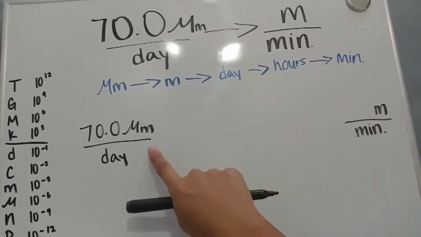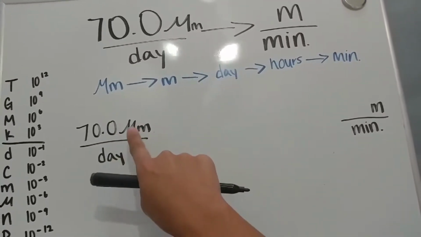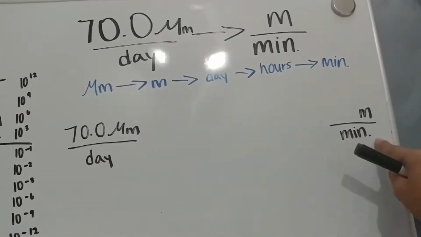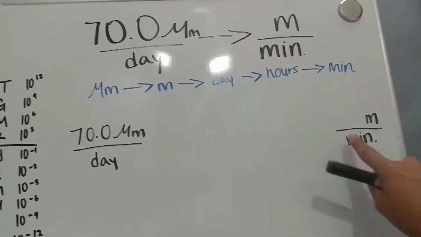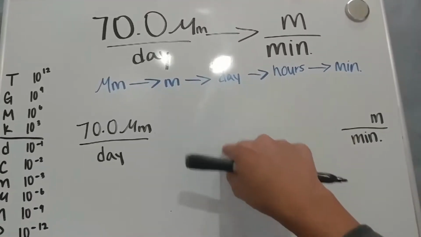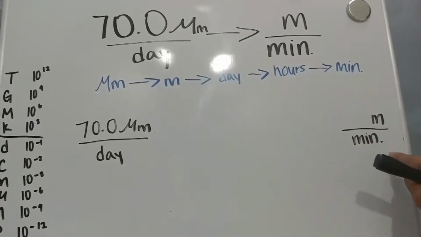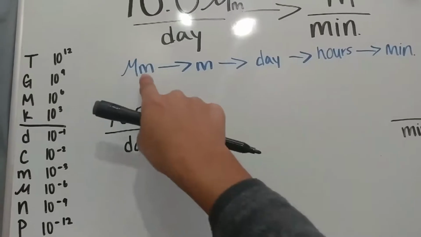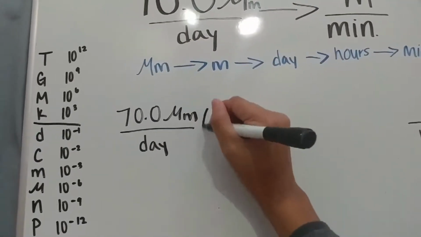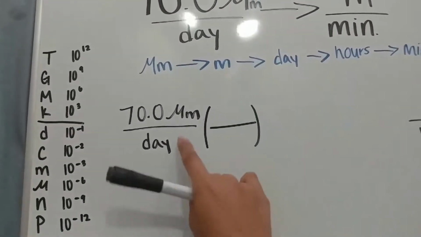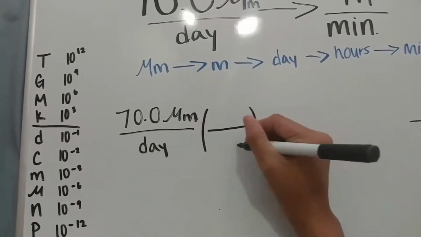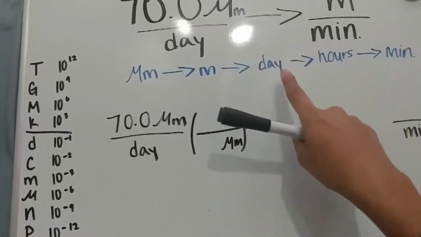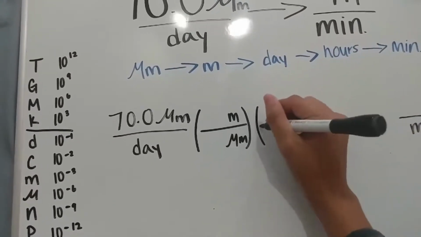Okay, so we're going to start with our initial unit, which is 70.0 micrometers per day, and you always write the units that you want at the end to make sure that as you're crossing out units, you end up with meters per minute. So we are first going to do the conversion factors from micrometers to meters. Since we have to cancel out micrometers, micrometers would go to the bottom and meters would go to the top. Next, we would do the conversion factors for days.